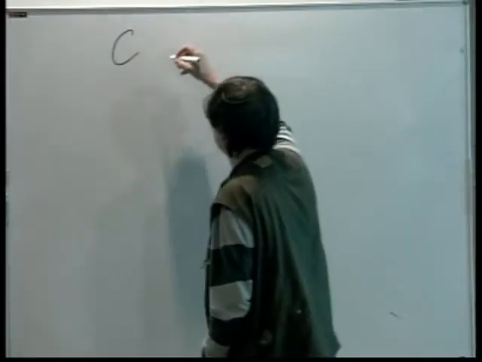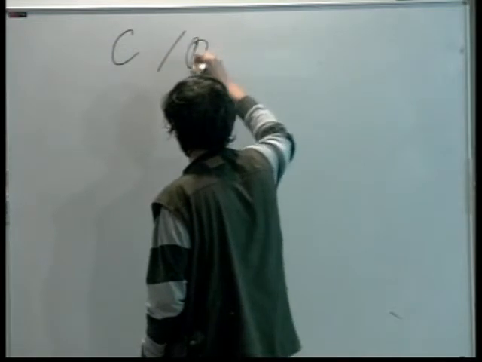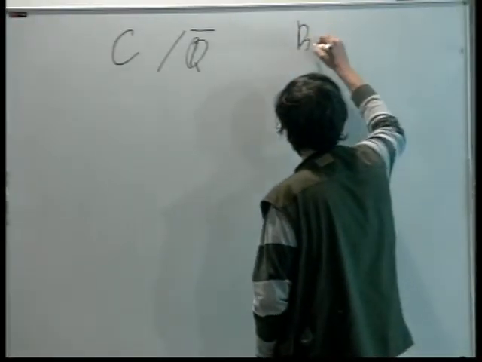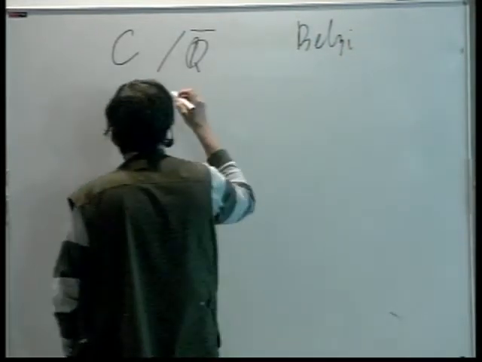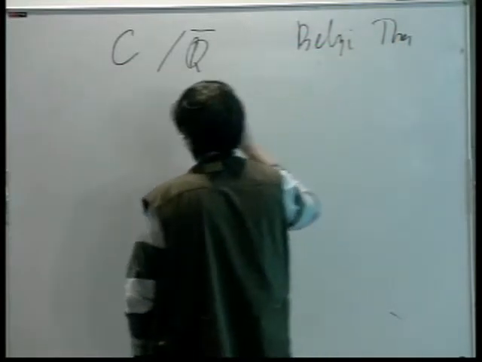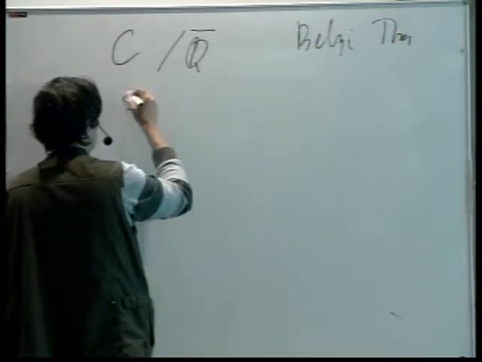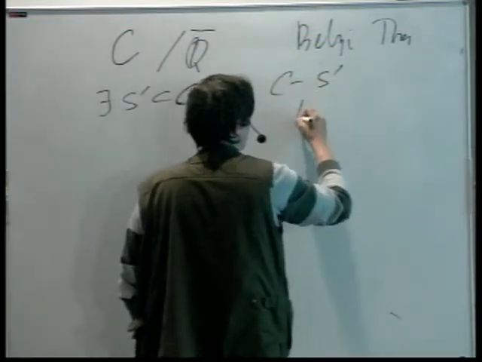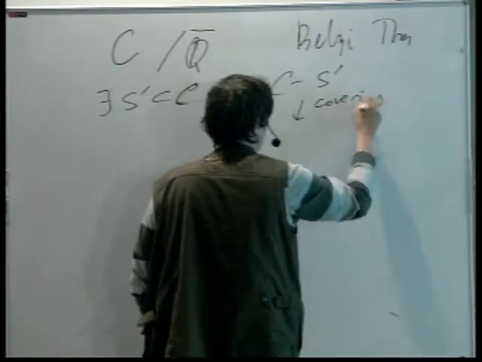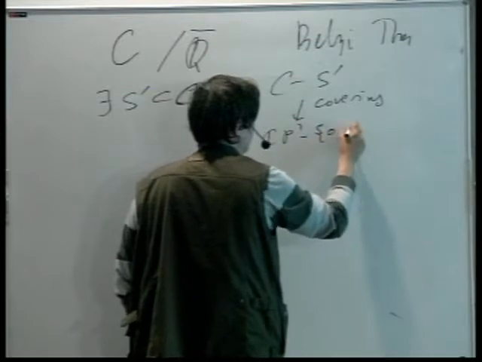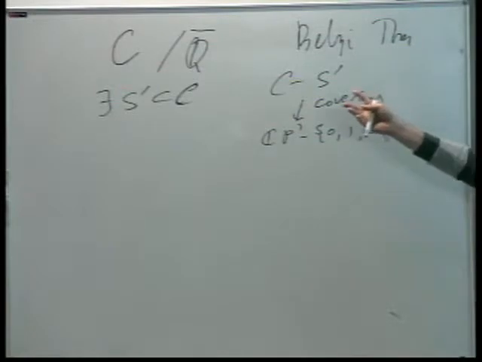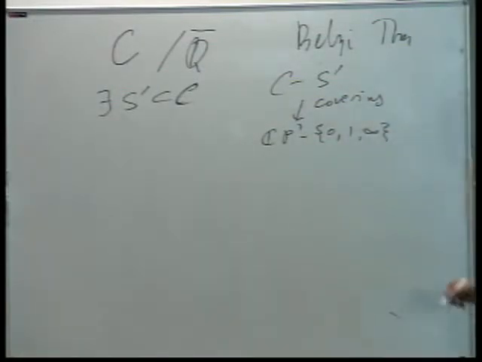For example, suppose the curve is defined over Q bar. That is very convenient for calculations. Why is it convenient? Because by Belyi's theorem, we can do the following. There exists a finite set C prime in C, so that C minus C prime is a finite covering of CP1 minus 3 points. There are many choices of the C prime, so you can choose any of such coverings.